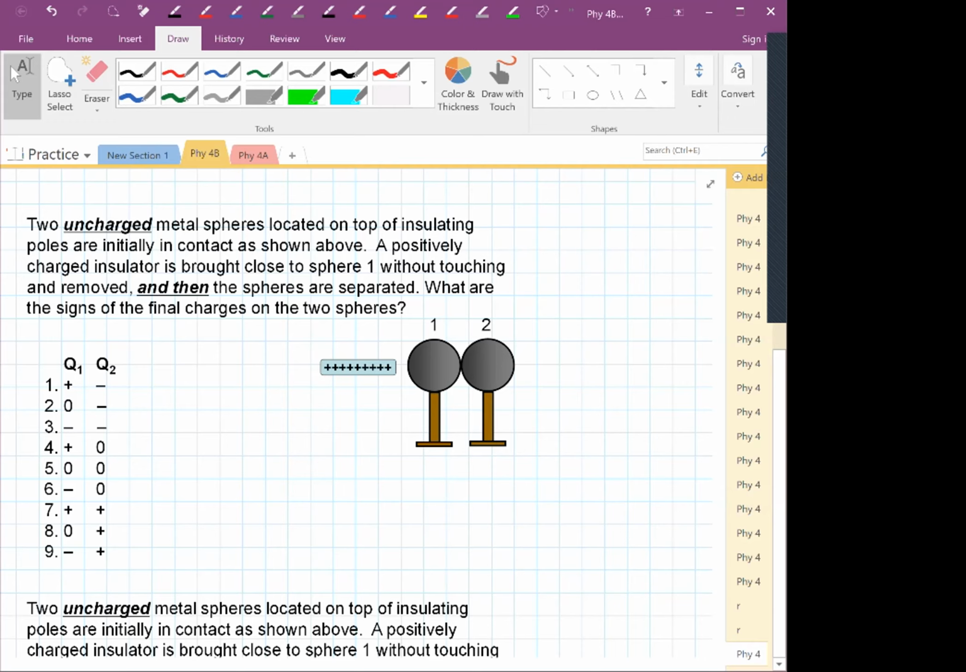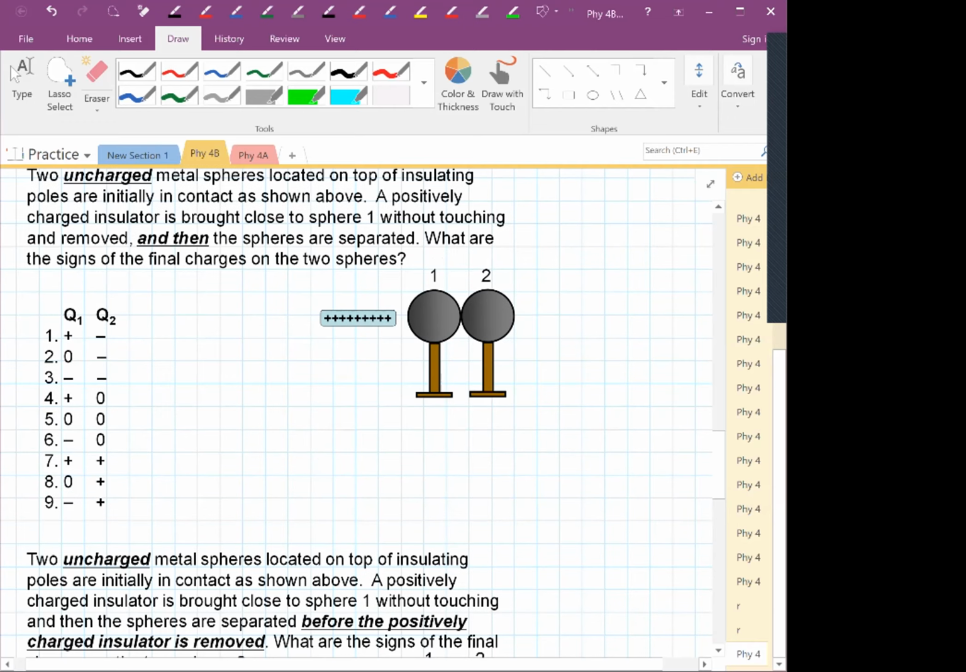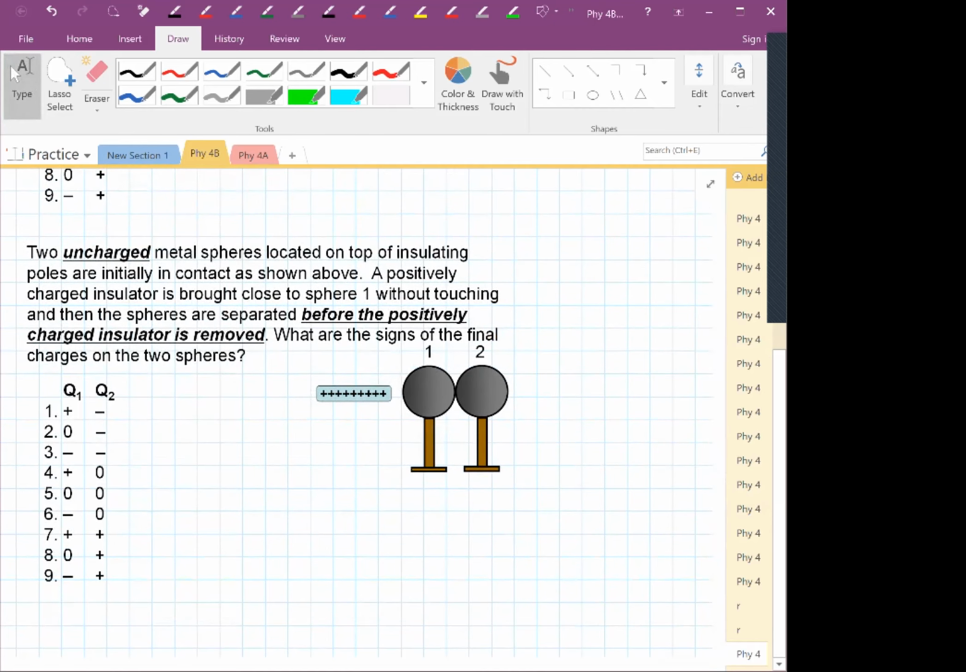That's the first case. The second case is we bring up the charged rod while the two spheres are together. Then we separate them while that charged rod is still there. And then we remove the charged rod afterwards. You understand the difference?